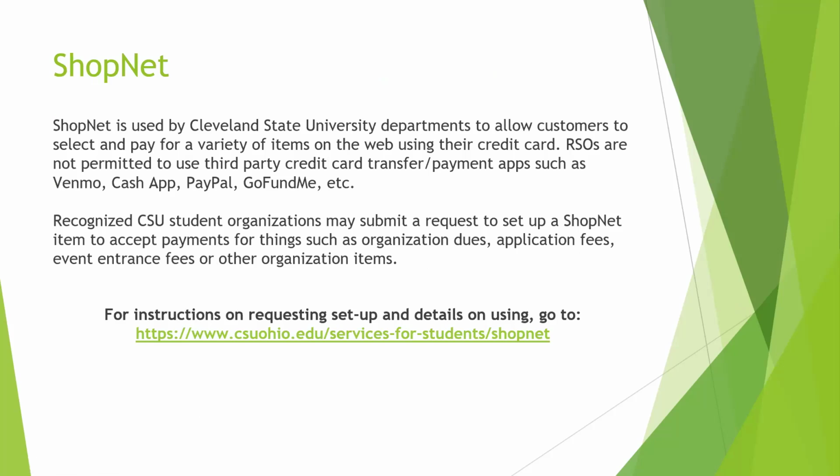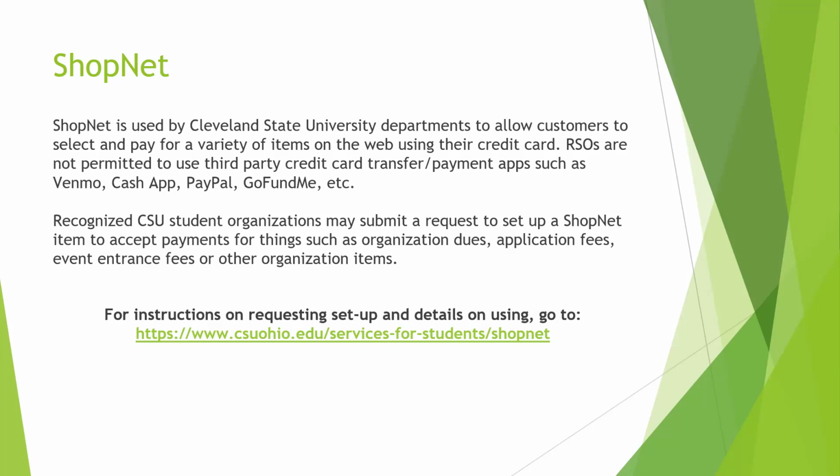As I mentioned before, you have to do all of your finances within the university's accounting system, so you can't have an external bank account. If you're planning on accepting credit card payments, whether your members want to pay membership dues using their credit card, or maybe you're doing a fundraiser where people want to pay using their credit card, you cannot use third-party credit card acceptance apps like Cash App, PayPal, Venmo, GoFundMe, Eventbrite, or anything like that. You must use ShopNet. ShopNet is Cleveland State's online portal for credit card payments.